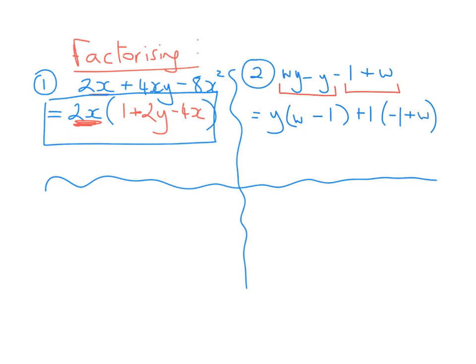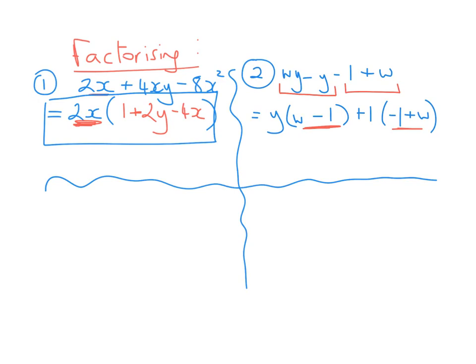And what you always need to check for a gang of 4 question or a grouping question, if you've done it properly, is that these two brackets should always be the same. Even though they're in the opposite order, it doesn't matter. They both have a w and they both have a minus 1, which means you've done this properly.